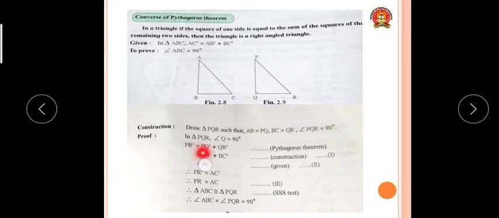Now see the proof. Given is AC square is equal to AB square plus BC square. In triangle PQR, Q is 90 degrees, therefore PR square is equal to PQ square plus QR square by the Pythagoras theorem. By construction, AB is equal to PQ and BC is equal to QR. It means that AC square is equal to PR square. So by taking the square root, PR is equal to AC. Therefore, triangle ABC is congruent to triangle PQR by the SSS test, and therefore angle ABC is equal to angle PQR, which is 90 degrees.